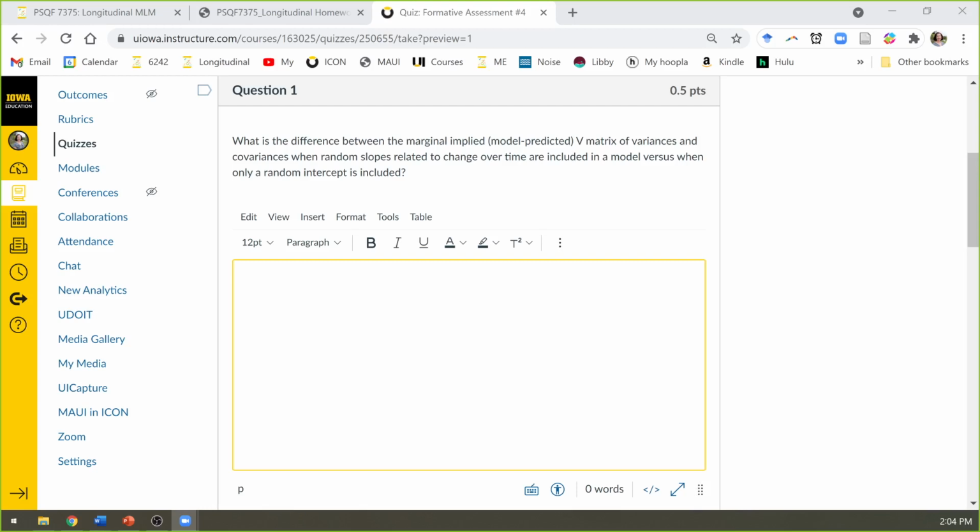Two-word phrase. First word starts with a C. CS, yes. Compound symmetry is what it's called. And more specifically, what compound symmetry says is that the variance stays the same over time and the covariance stays the same over time. The model implies parallel trajectories. Everybody changes the same. When you add in a random linear time slope, what happens to the pattern? It's no longer compound symmetry. What is it? Or what does it depend on?